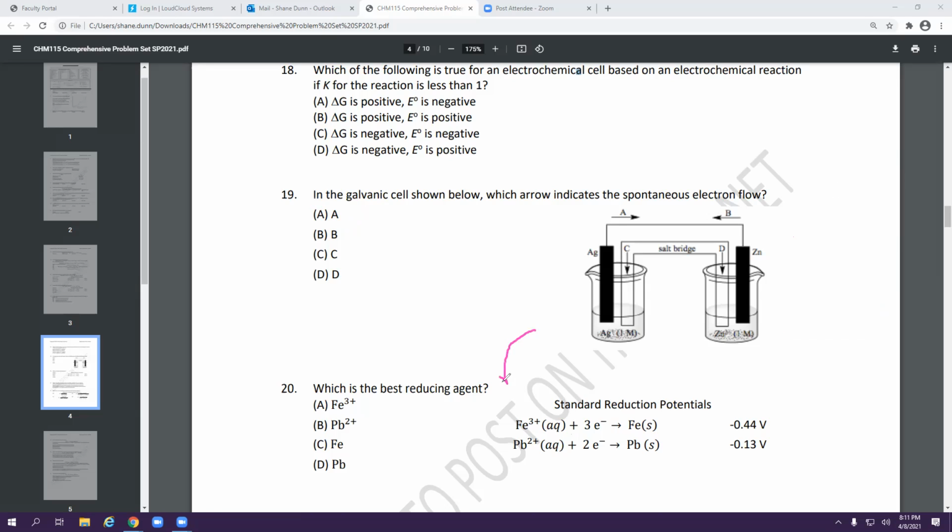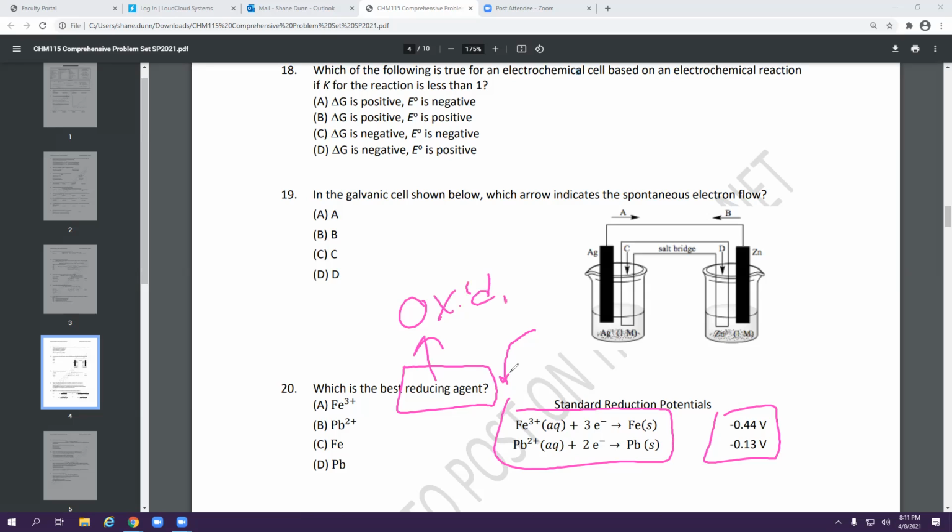No, because 20 is testing the next concept. So, what's going on here? Yeah, they are. But what's going on in these half reactions? They're both reduced. Okay, so these are the energies of reduction. I'm looking for the reducing agent, which means I'm looking for what actually? The oxidizer. Just given these numbers, which one is the oxidizer? Which one's the reducer?